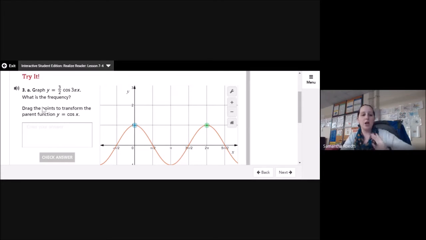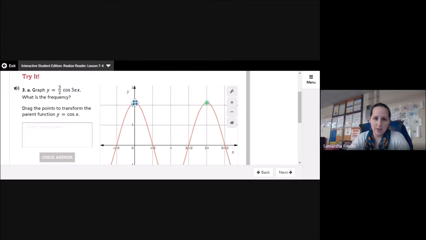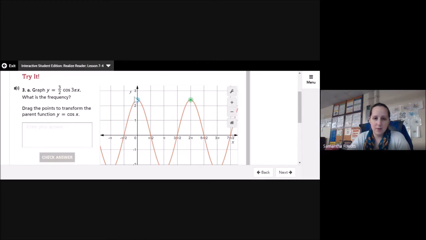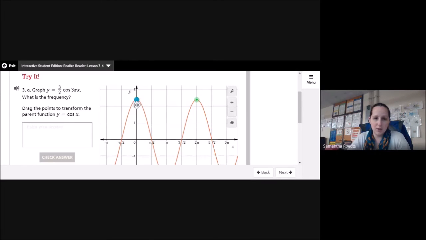Let's try it. Graph y equals 3/2 cosine 3 pi x. So remember that 3/2 is my amplitude, so that's how tall it's going to be. So it's going to be up here. So 3/2 is really 1.5. So about there. That's as close as we're going to get.